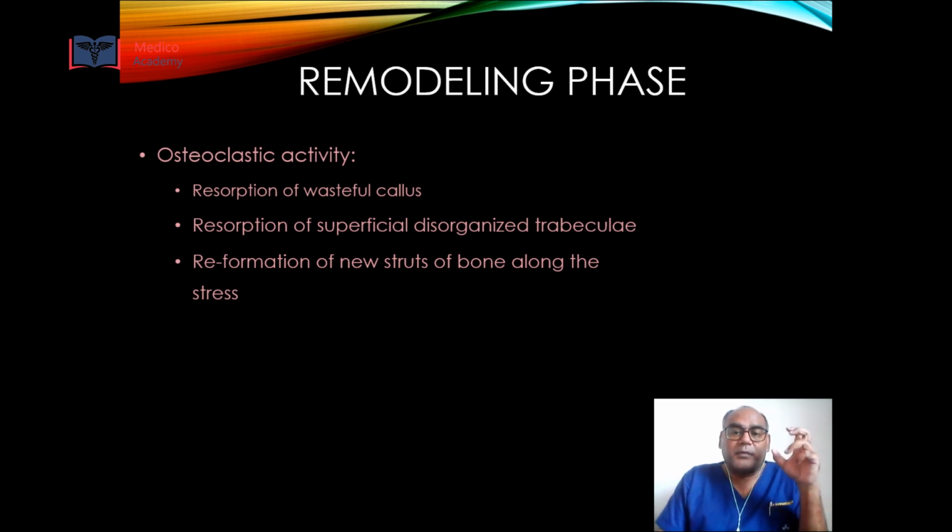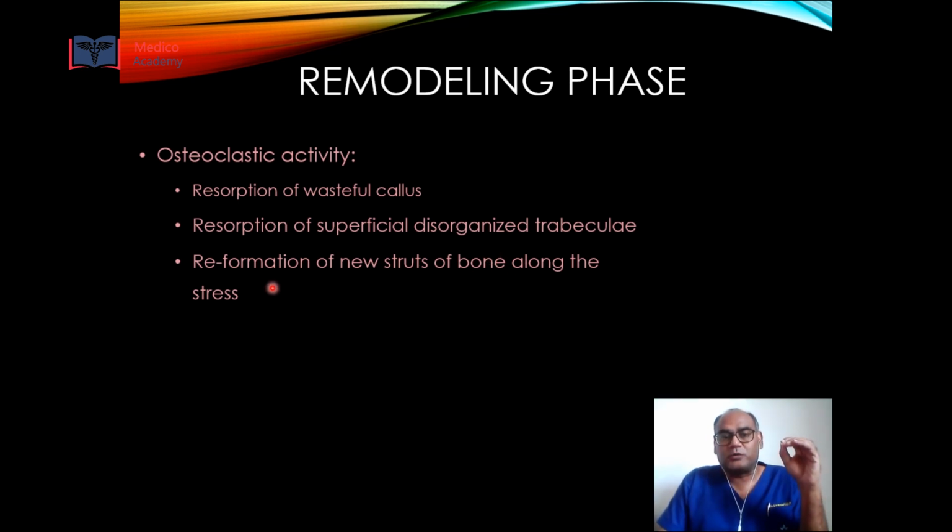What brings about this remodeling phase? It is the osteoclastic activity. Too much callus was deposited at the site, which was not actually required. So it has to be degraded and resorbed, and that wasteful callus is resorbed by osteoclastic activity. It also resolves the disorganized trabeculae. But how would osteoclasts know that this particular trabecula is not needed and the other one is needed? That is dependent on the mechanical forces to which the bone is subjected in all day-to-day activities.